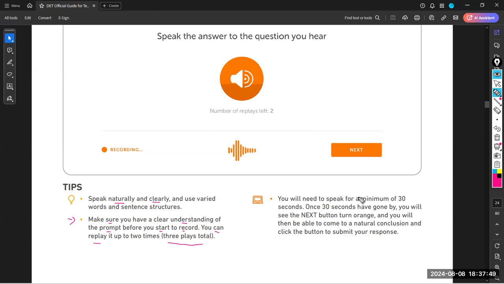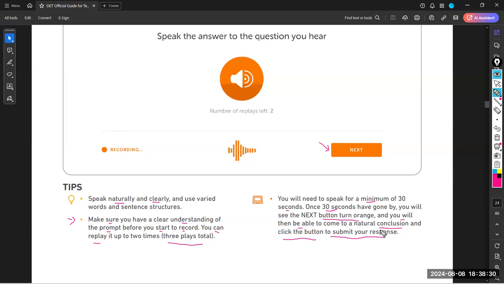So you have to speak for a minimum of 30 seconds. Once the 30 seconds is finished, notice that the button turns orange. This is it. And keep in mind that after noticing the button is orange, now I can conclude myself. So please be careful, because as I told you, the maximum is 90 seconds. And you will then be able to come to a natural conclusion and click the button to submit your response.